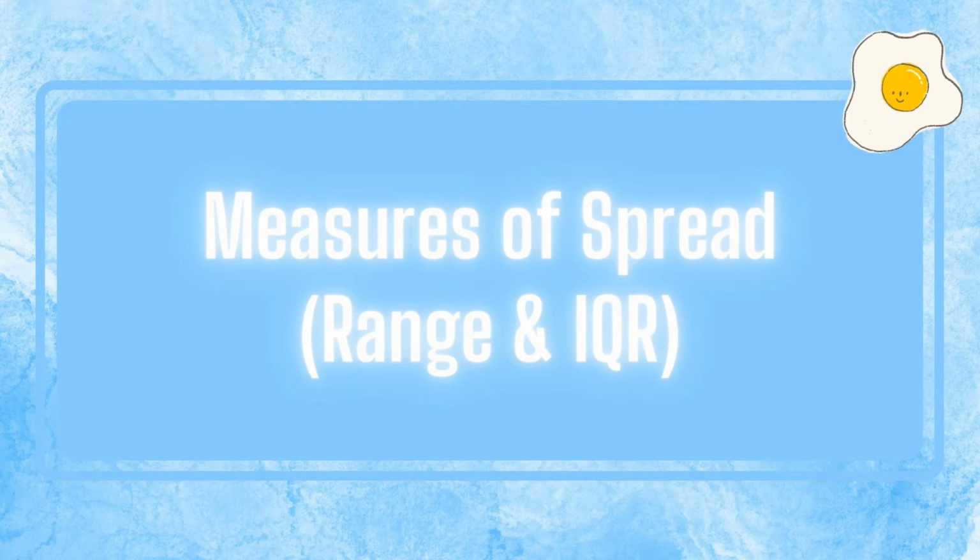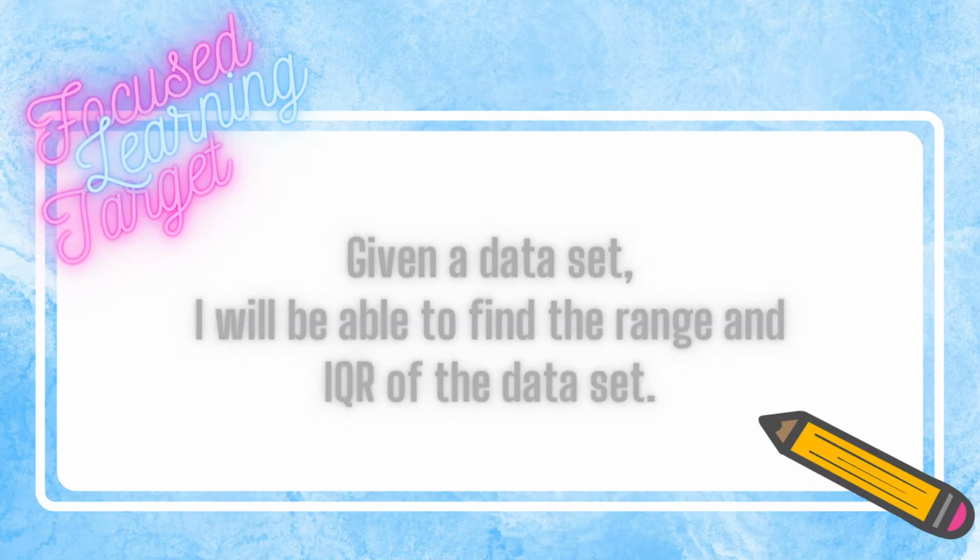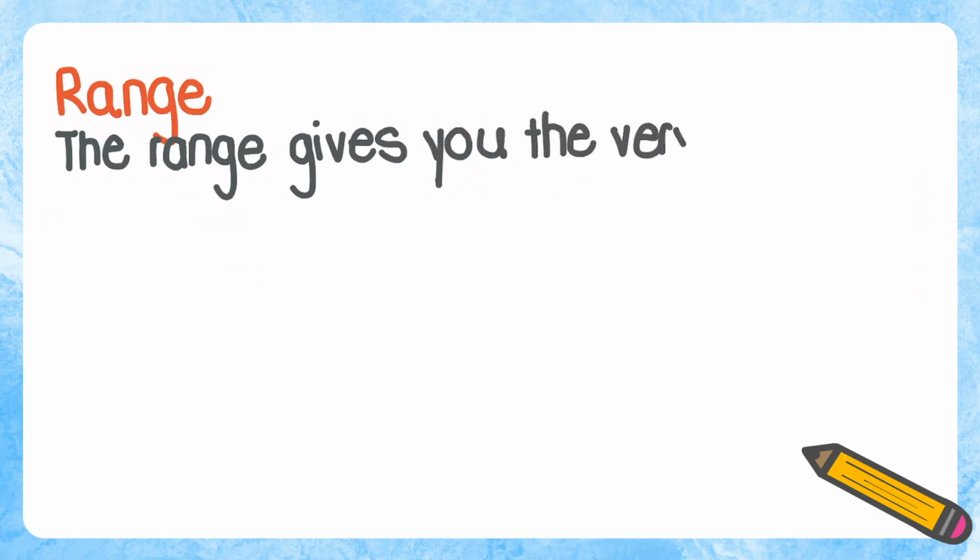Today you will be learning how to find two measures of spread, the range and the IQR. So this is today's focused learning target. Given a data set, I'll be able to find the range and IQR of the data set. So first, let's take a look at the range. The range gives you a very basic idea of how widely spread out your data is.